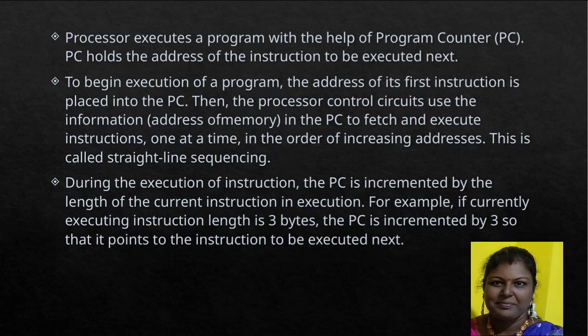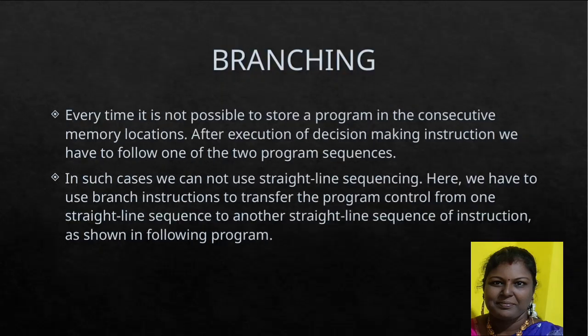Sometimes, we can't store a program in consecutive memory locations. After a decision-making instruction runs, the program has to choose between two different paths. This means straight-line sequencing won't work anymore. Instead, we use branch instructions. These let us jump from one sequence of instructions to another. Branching is how programs handle choices and changes in flow, guiding the control where it needs to go next. This slide sets the stage for understanding that process.